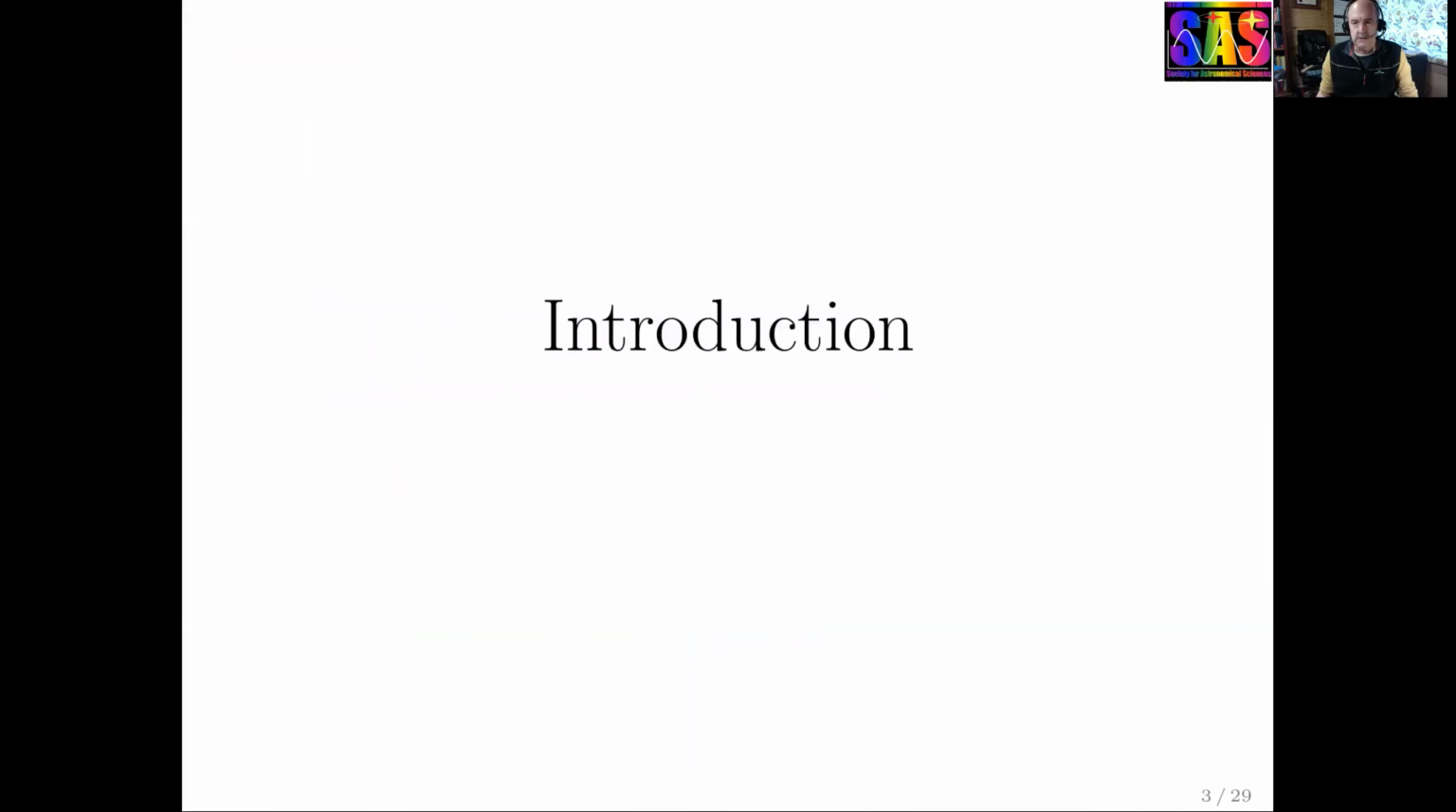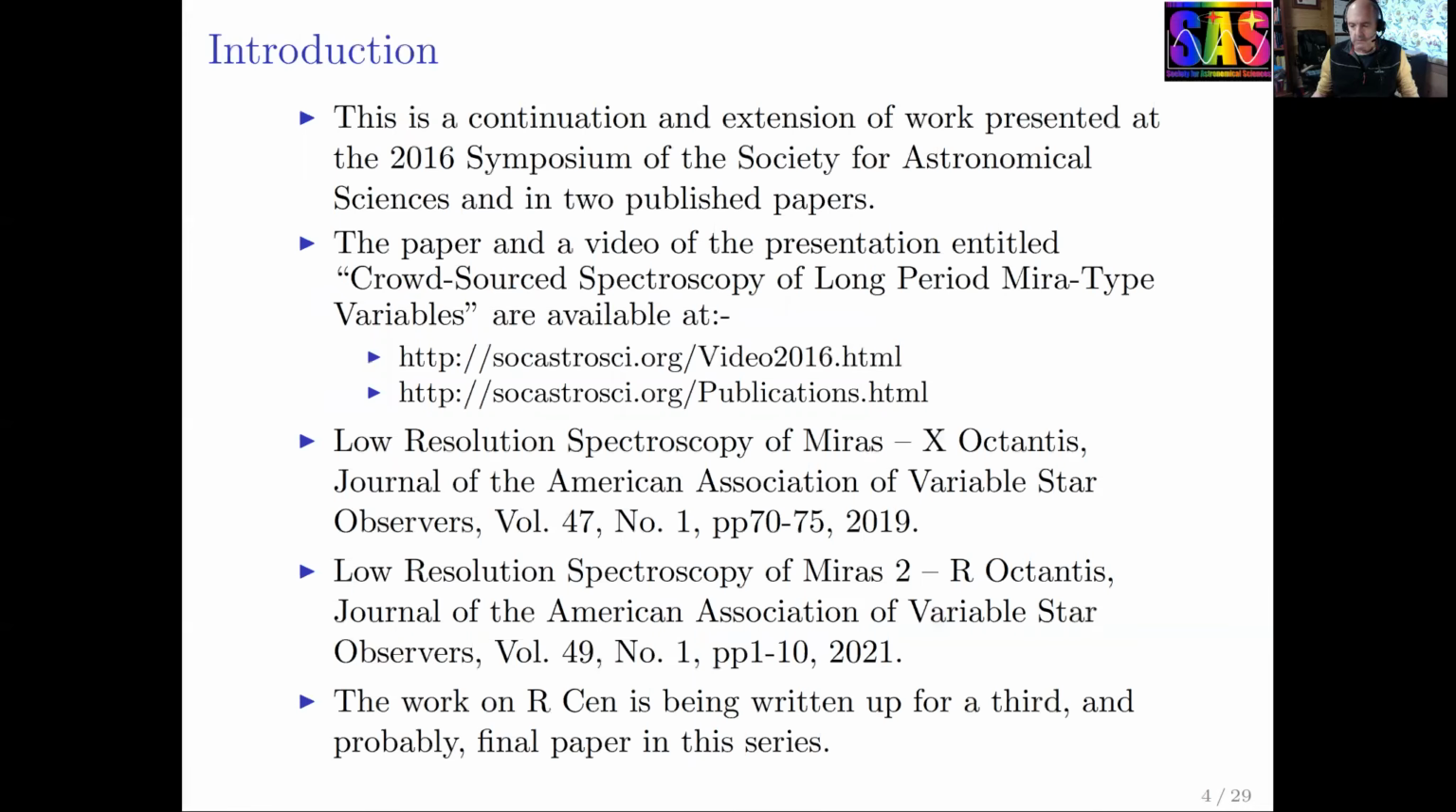So to the introduction, this work was started about 2015. There has been a previous paper presented at the symposium in 2016, and there's also been two journal articles, both in the Journal of the American Association of Variable Star Observers, and the details are there on the screen for you. There's also a third paper on the work on R Centauri, which is now being written up, and we hope to publish that later this year.